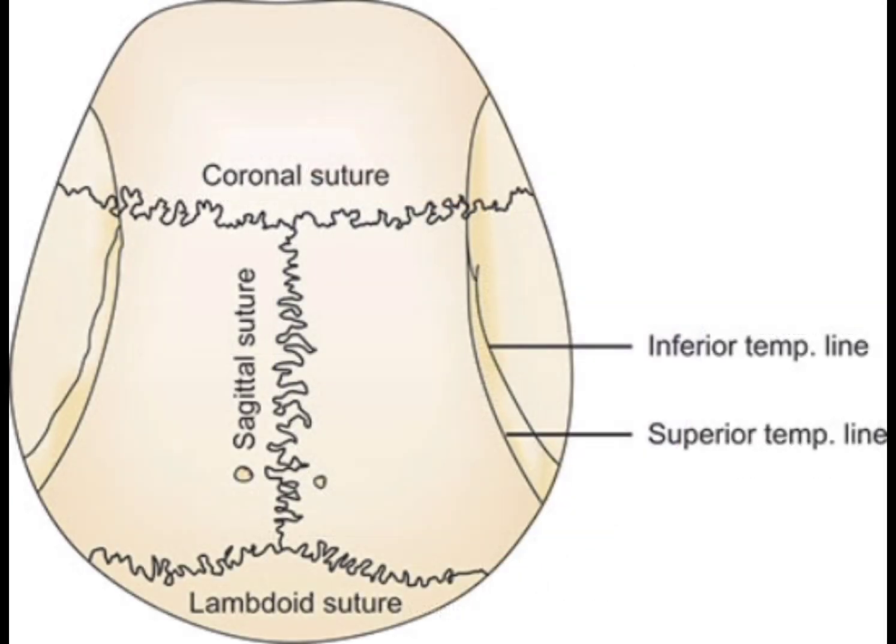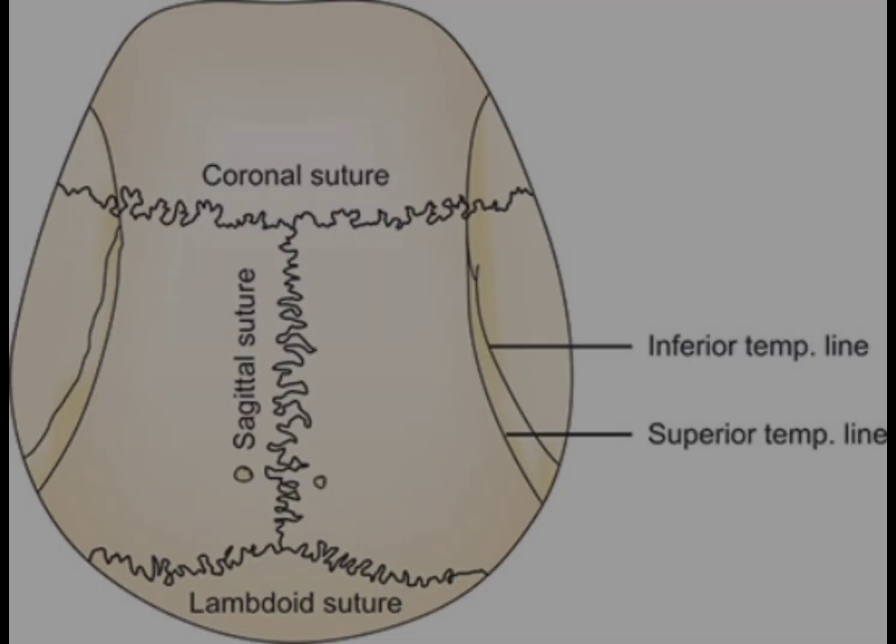Here we can see the coronal suture, sagittal suture and lambdoid suture, and at the side we can see the inferior temporal line and superior temporal line. Now let's discuss norma frontalis.